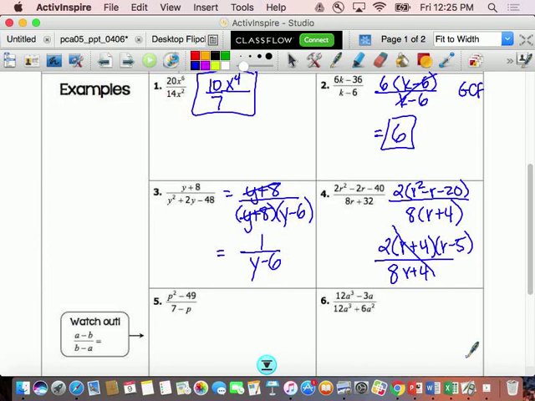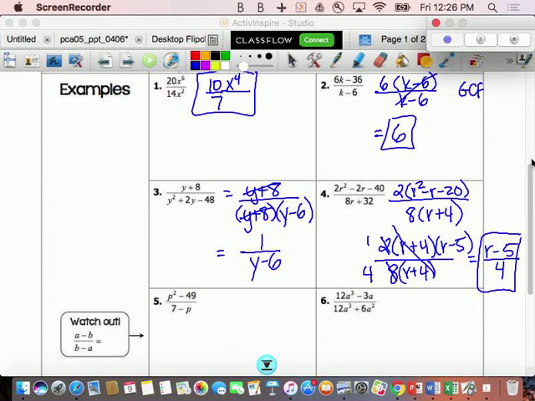The 2 is a monomial, the 8 is a monomial, and so we can reduce that. What does that become? 1/4. And then the r plus 4's cancel out. So this becomes 1/4. The r plus 4's cancel out, and we have 1 times r minus 5 in the numerator, and then just a 4 in the denominator. And that is the simplified form. What questions do you have so far? I'll pause it.